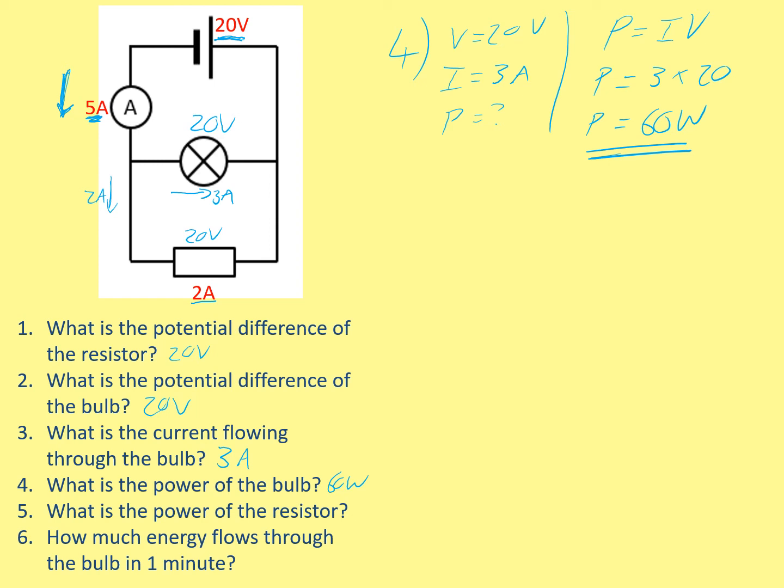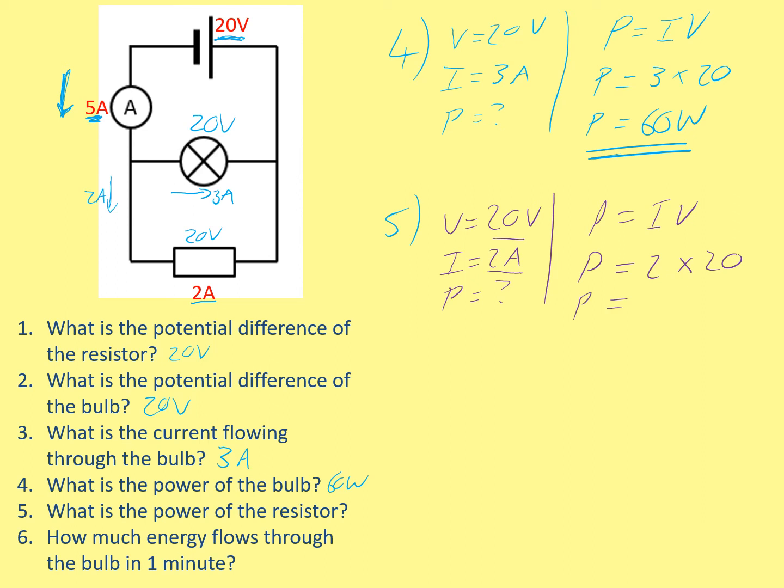Question 5. What is the power of the resistor? So what do I know about this resistor? Should we do this one in purple? Yeah. We know that the potential difference is 20 volts. We know the current is 2 amps. Power in the resistor is not sure. So same equation, P equals IV. I don't know P, leave that as P. I do know I. I is 2, written over here. And I do know V, written over here, so that's 20. So power is 40 watts. Power of the resistor is 40 watts.